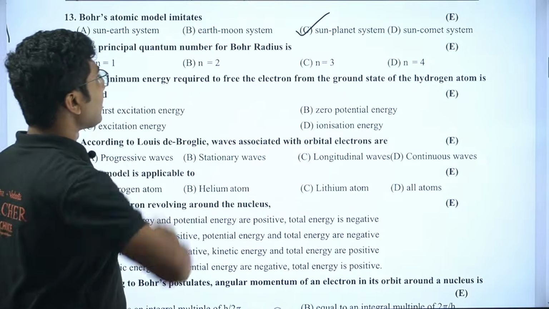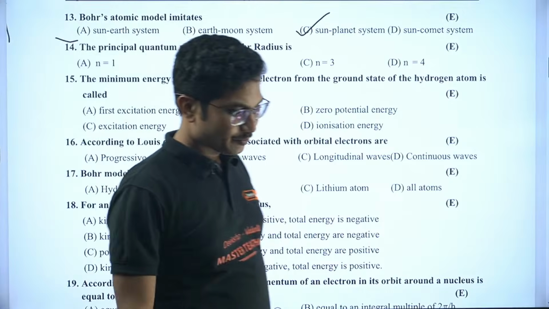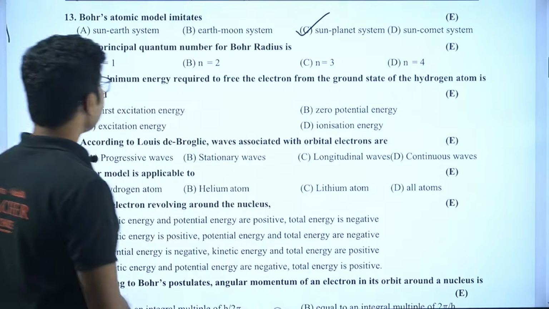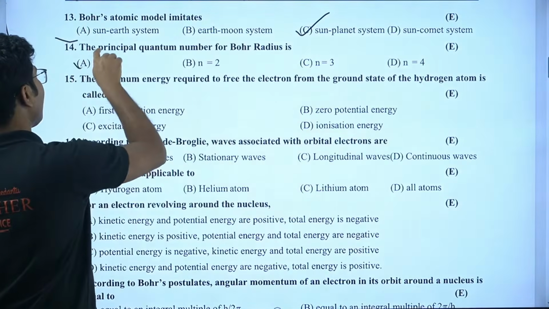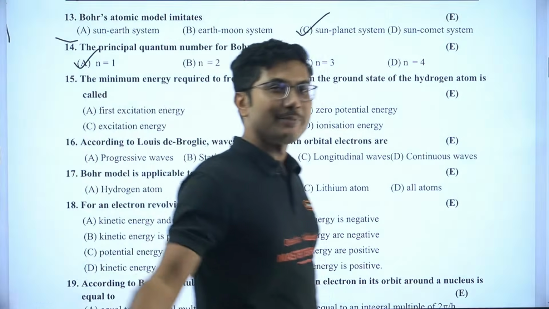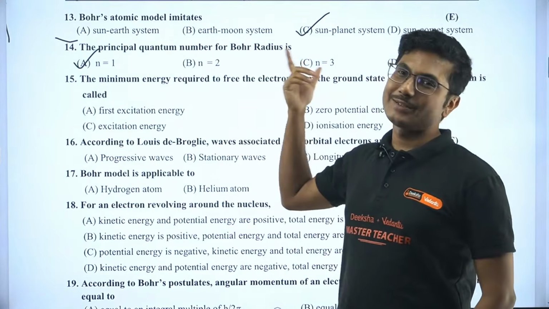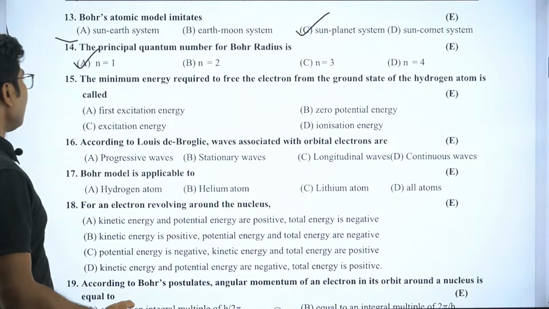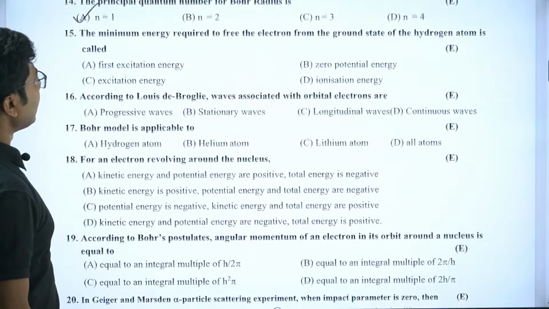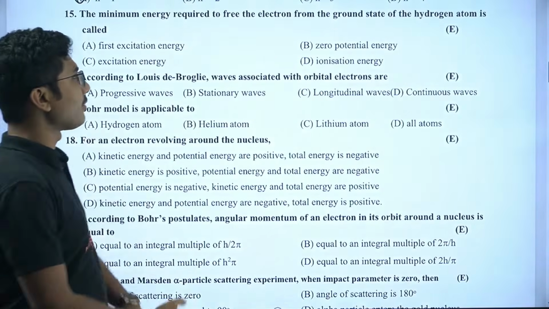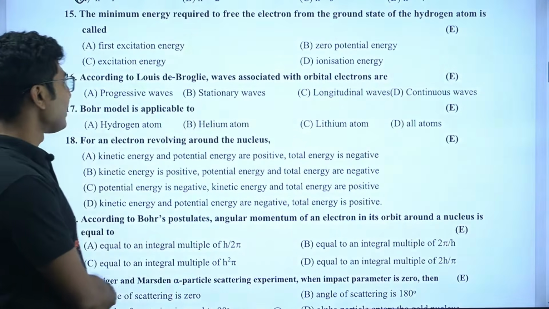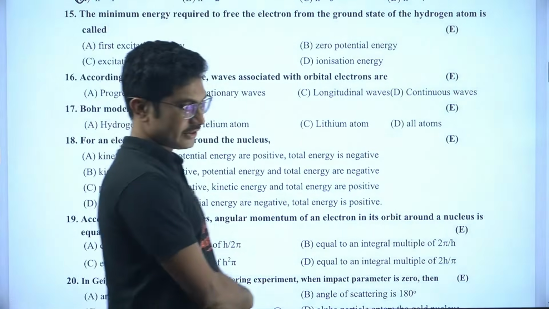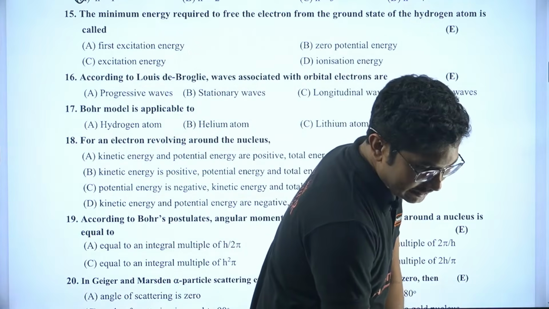Question number 14. The principal quantum number for Bohr radius is n equals 1. Yes, n equals 1 is the ground state. Principal quantum number for Bohr radius means the ground state radius. N starts from 1. The minimum energy required to free the electron from the ground state of the hydrogen atom is called: first excitation energy, zero potential energy, excitation energy, or ionization energy? Easy question. Pooja is saying 15B.